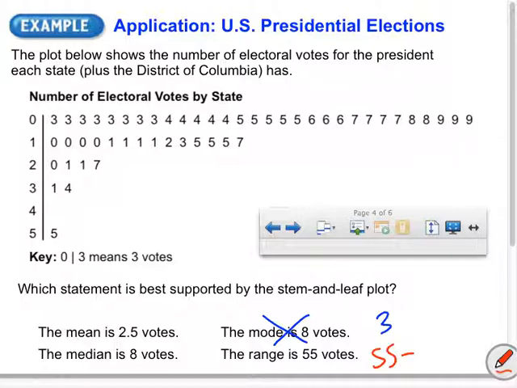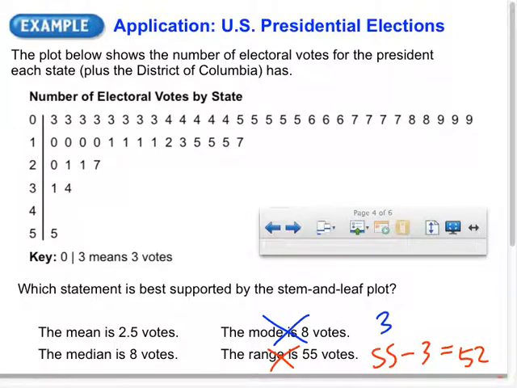Now this is in order from least to greatest. So what would the minimum value be? 0. That's the stem, but what's the leaf? Right. And so 0 is the tens place, 3 is the ones place. So we wouldn't say 0, 3, we would just say 3. So if we have our maximum and we subtract our minimum, what's the range going to be? 52. Now, this is saying the range is 55. Is that true? No. So that's not an answer we're going to use.